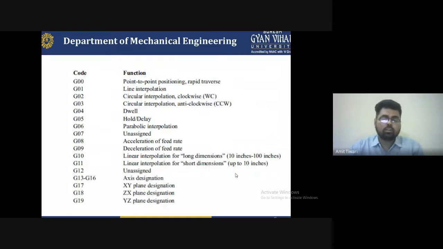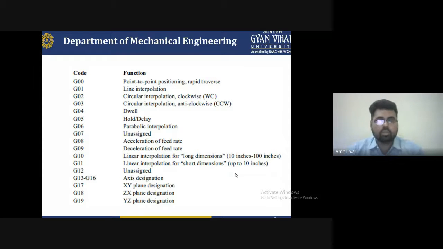So these are some codes based on the different types of zones. First is G00. G00 means point to point positioning and rapid transfer. Then G01 means line interpolation.